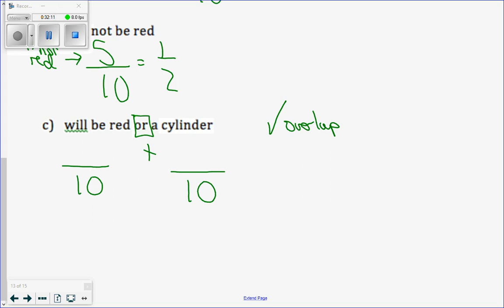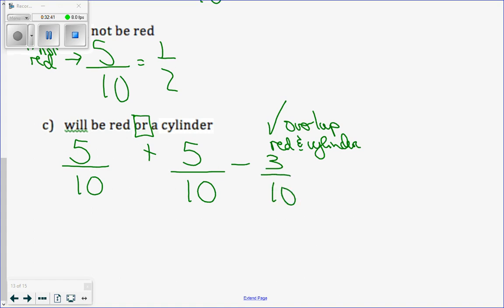Okay, so how many are red? 5 red, okay. How many cylinders do you have? 5, okay. Do you have any red and cylinder? How many are red and happen to also be a cylinder? How many? So we're going to minus off 3 out of 10.